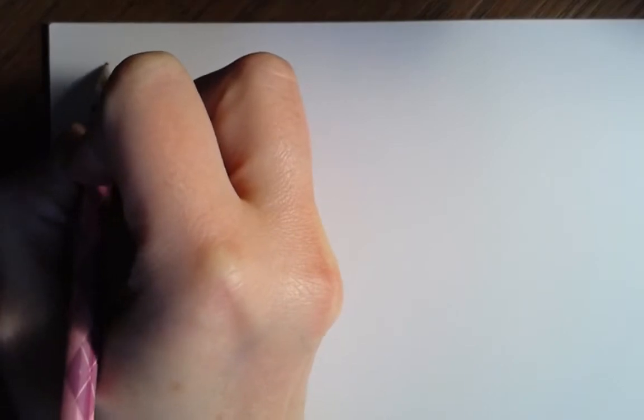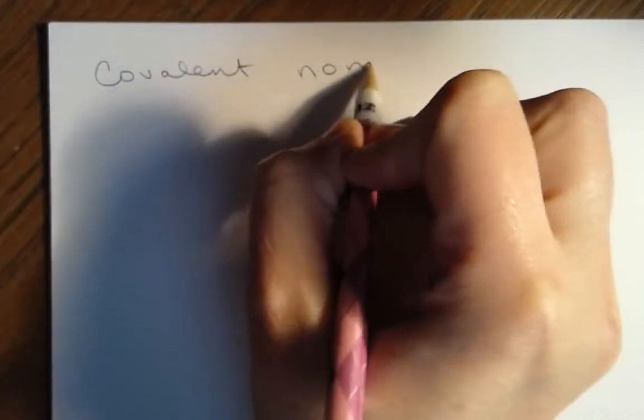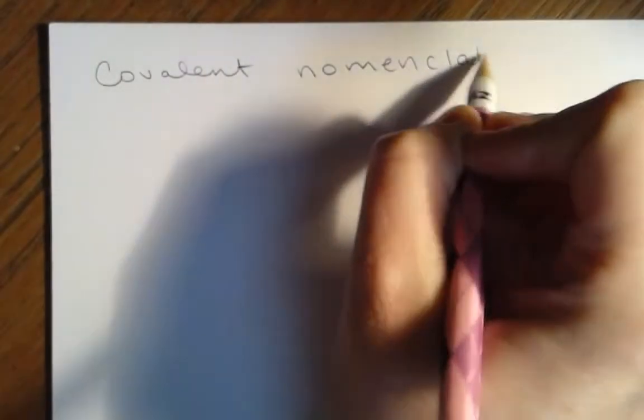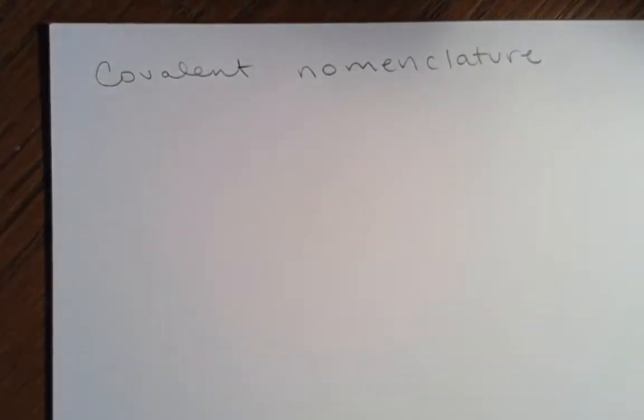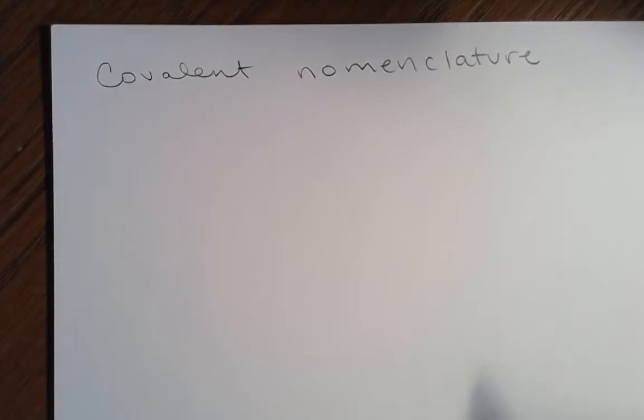Let's do some covalent nomenclature. Nomenclature, which just means names. Speaking of names, I'll give you this word because why not? Covalent nomenclature. It can be your word that you may never use again today. Nomenclature means names. Covalent nomenclature is actually relatively easy.